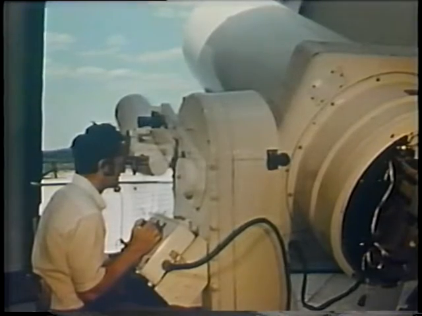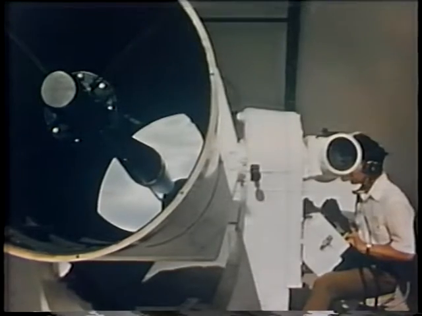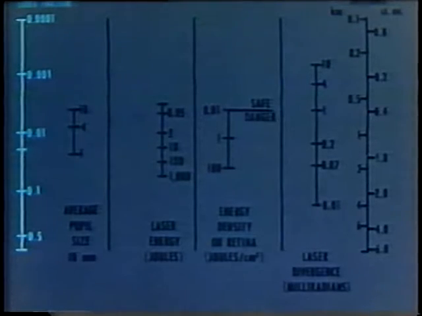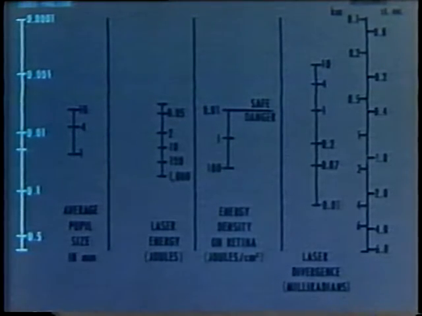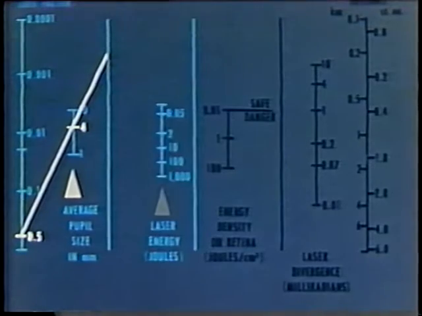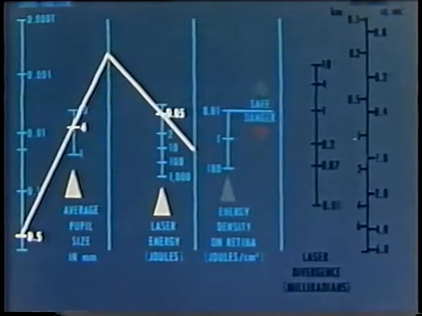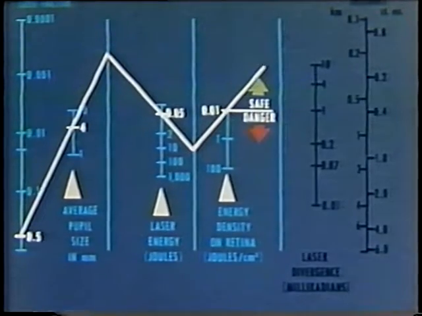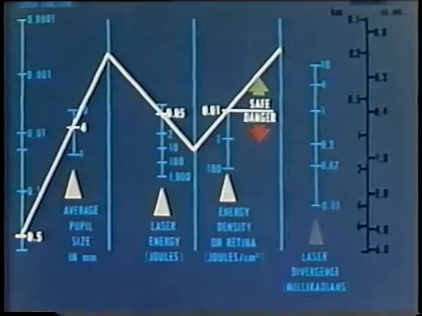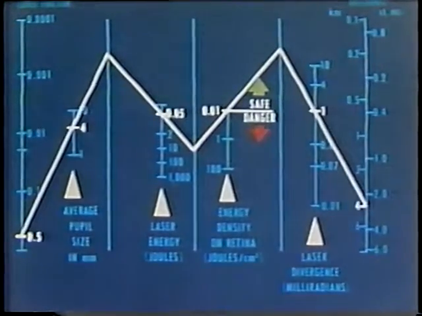For long-range laser uses, such as in satellite tracking, there are several ways of figuring safe levels of exposure. One of these, the nomogram, figures in the loss factor due to the beam passing through the atmosphere and through the tissues of the eye. The aperture of the average pupil. The laser output energy in joules. The concentration of energy on the retina. And the beam divergence, thereby calculating a safe distance.